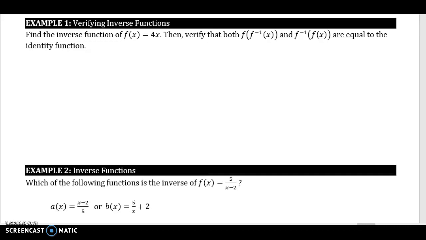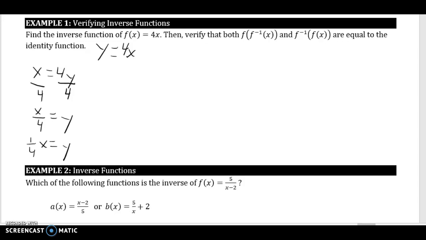So when we're finding an inverse, our first step is to make sure that it's y equals. Okay, so y equals, and then you switch the variables. And then you resolve for y. And we'll divide by 4. So y equals x over 4, or you can also write it as 1/4 x equals y.